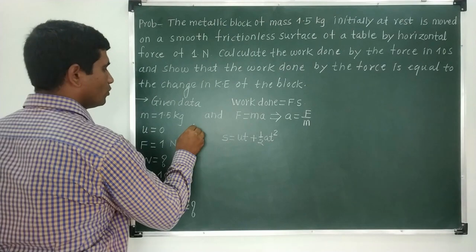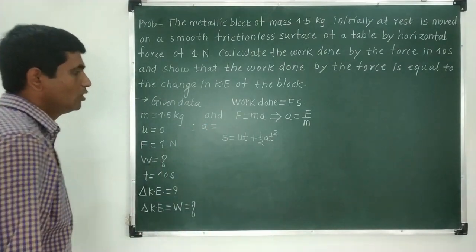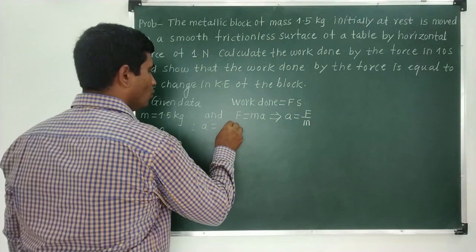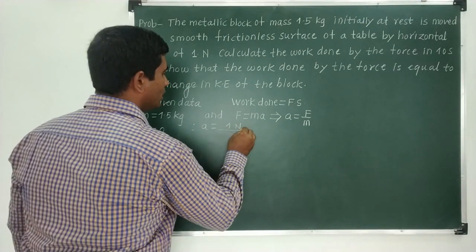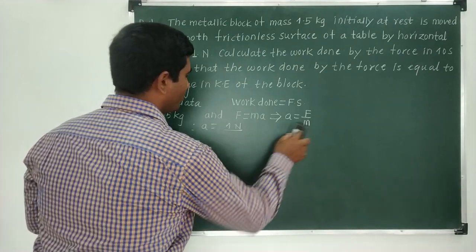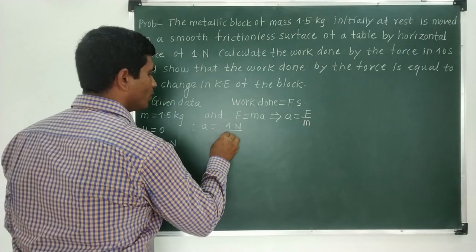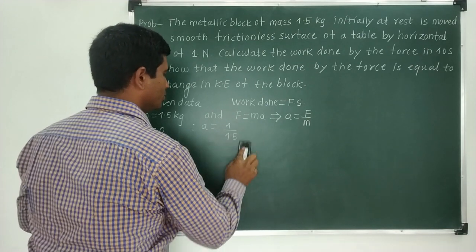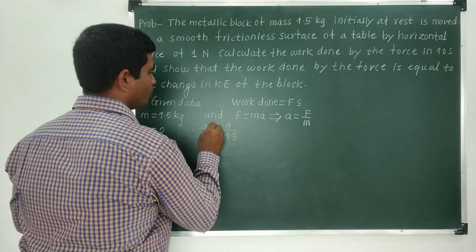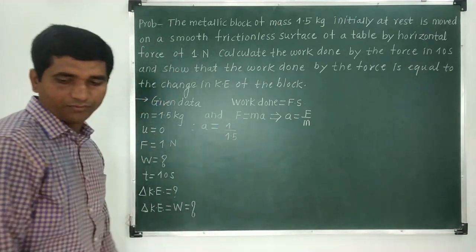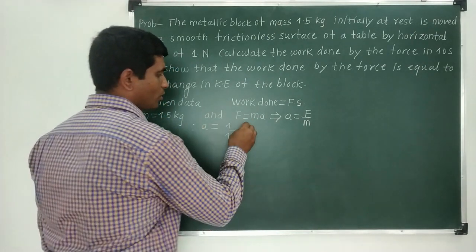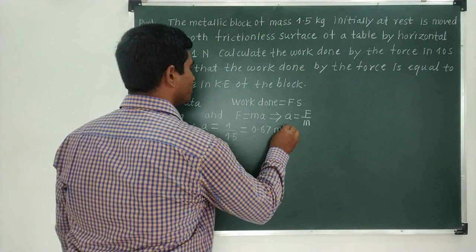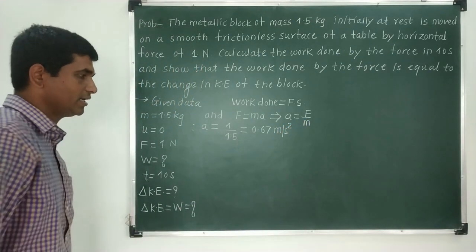So acceleration is equal to the value of the force, which is given as 1 Newton, divided by the value of mass, which is given as 1.5 kilogram. So we'll write it only this much, 1 upon 1.5. If you take the reciprocal of 1.5, you will get the number 0.67 meters per second square. So this is your acceleration.